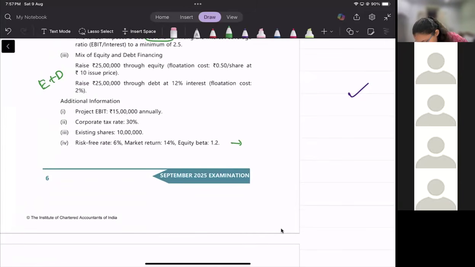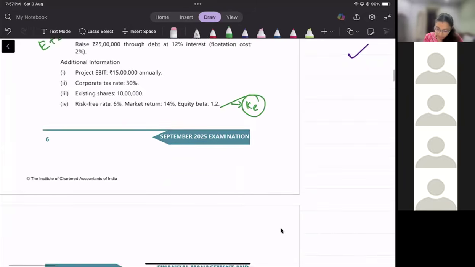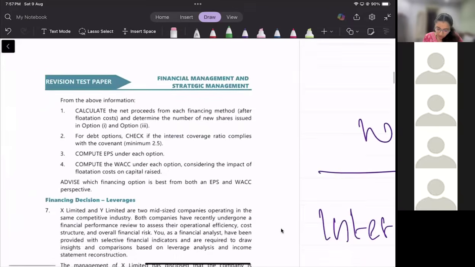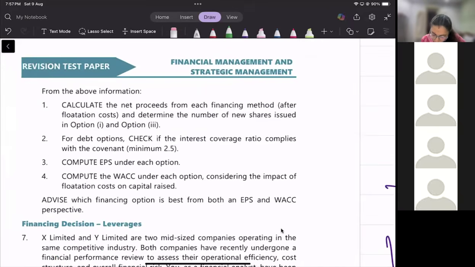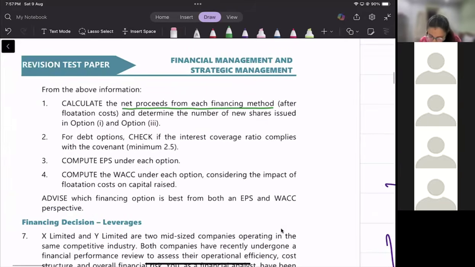When you see this itself, you should understand that you can find out KE from this, right? Through CAPM method. Now, let's see what they have asked us to find out. Calculate the net proceeds from each financing method after flotation cost. They have asked us to find net proceeds, nothing else. And determine the number of new shares issued under option 1 and option 3. Second, for the debt options, check if the interest coverage ratio complies with the agreement minimum 2.5. Then they have asked us to find out EPS.